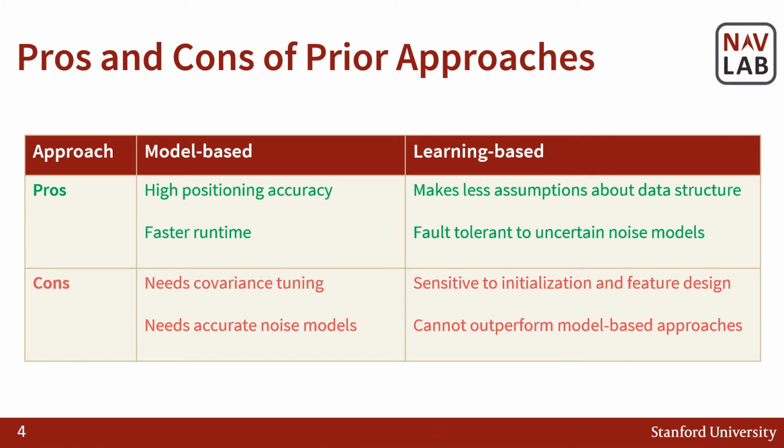Some of the pros of model-based methods are that so far, these methods have shown high positioning accuracy on the Decimeter challenge datasets. They also have faster runtime and faster convergence. However, they need a lot of covariance tuning as well as accurate assumptions on the noise models.